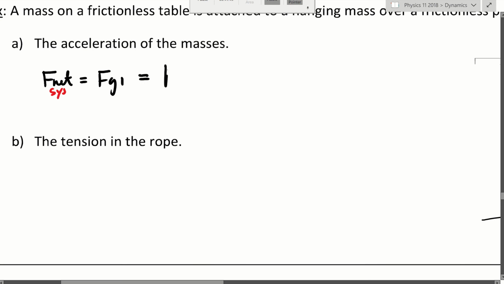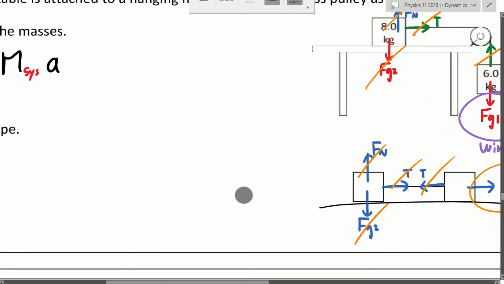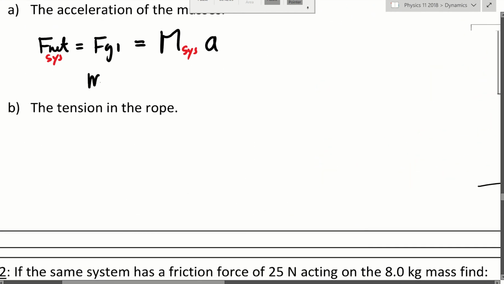And F net equals MA. The only difference is, should I call it mass total or system? I'll say system. You can call it mass total if you want. So what's FG1? We actually did not calculate FG1, but that's okay. It's M1 times the force of gravity, where M1 is 6 kilogram.